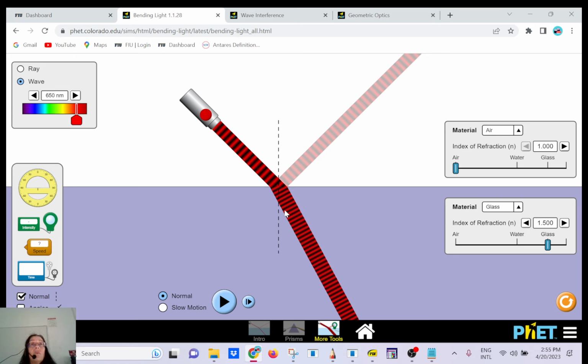The amount by which the speed decreases will be the speed of light divided by what we call the index of refraction. So for glass, the index of refraction is 1.5. That means that the speed of light inside that material will be divided by 1.5. So the light slows down. Do you understand?